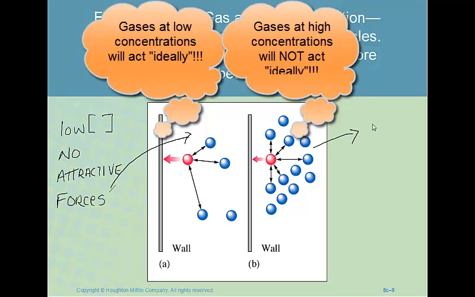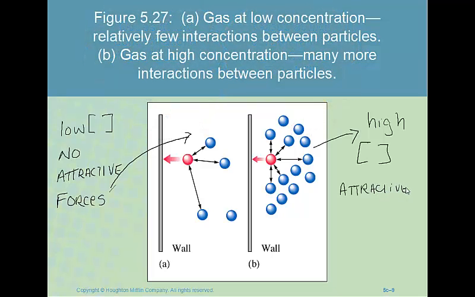Gas at high concentration will not act as ideal as you like, because at high concentration, even if you have a low pressure and a high temperature, there are still so many of them that they're going to notice each other. It's kind of a noticing thing. This is a high concentration. There are going to be attractive forces going on. In a very concentrated gas sample, they're not going to act as ideal as we like. And that's the last of Chapter 5.